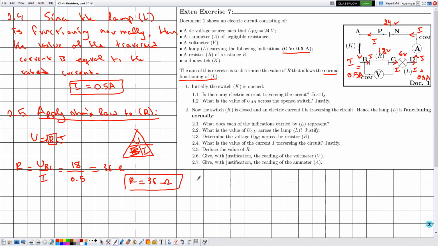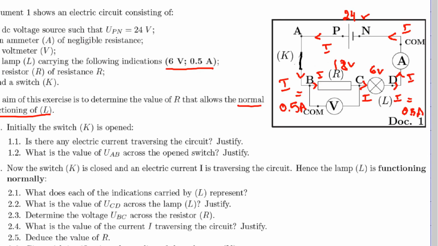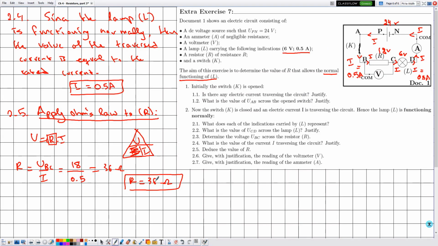And here let me say the following. Now the lamp L has a rated voltage which is given by 6 volts. If we want to connect the lamp L directly to the battery, the lamp will burn out, because we are applying a voltage which is greater than the rated voltage. In order to protect this lamp and make it function normally, we must connect a resistor R. The value of this resistance is given by 36 ohms.